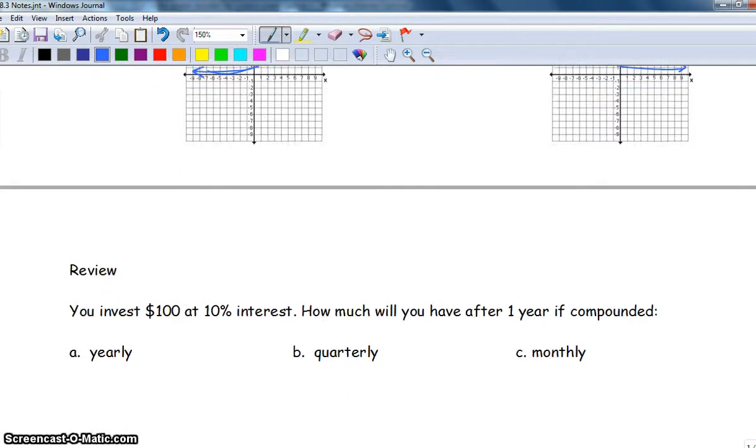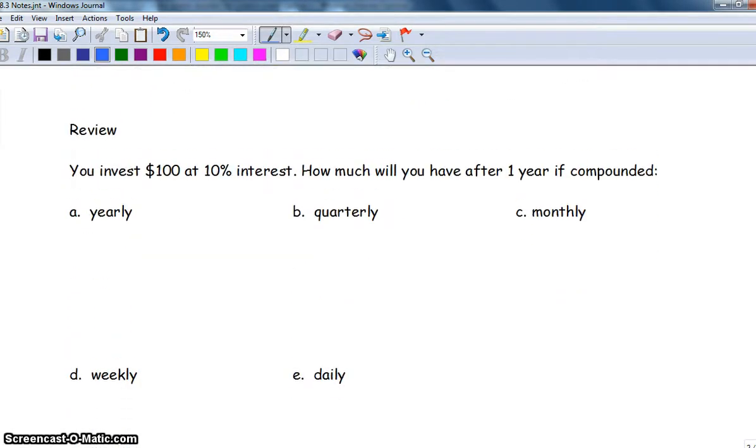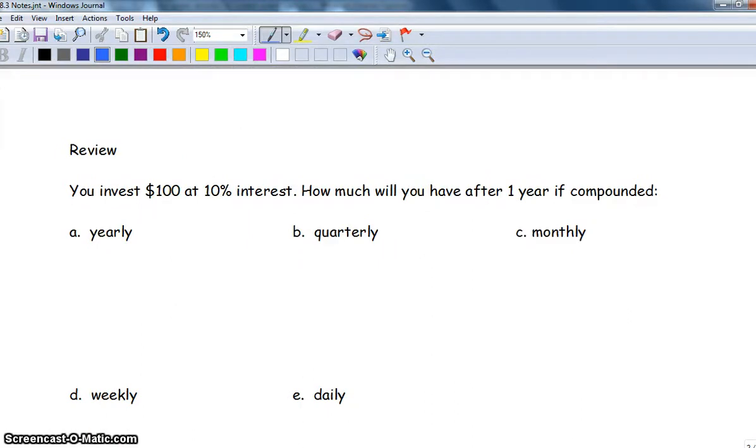Turn your sheets over. On the back is a review. We've talked about exponential growth problems and how they're related to the bank. And if you remember your interest formula, A is equal to P times 1 plus your rate over how many times it's compounded, that whole quantity raised to the how many times compounded, multiplied by how many years.